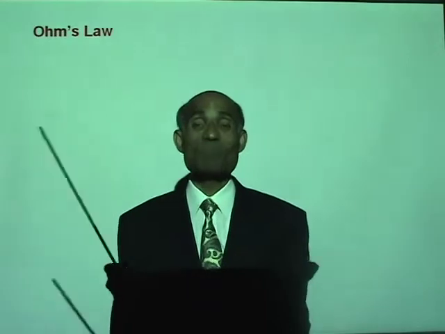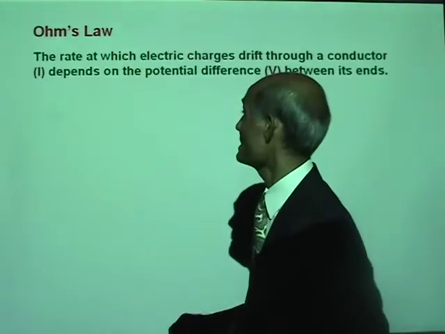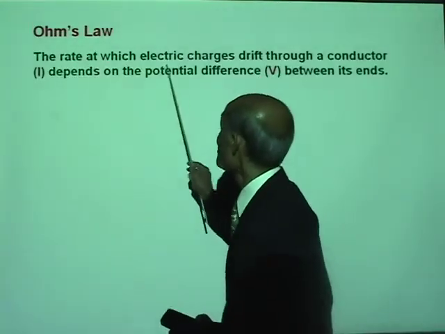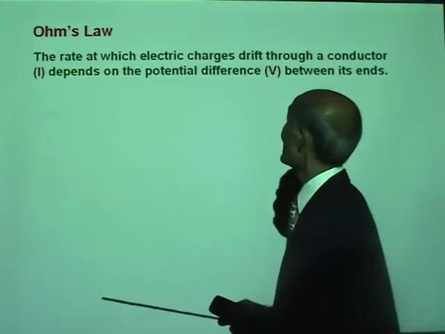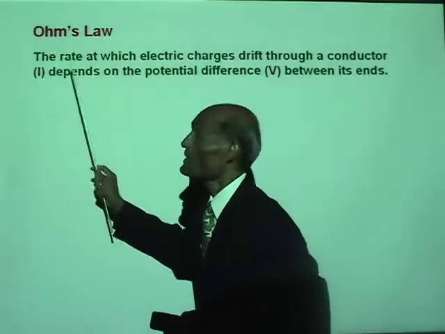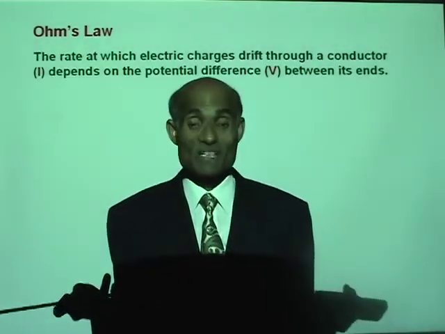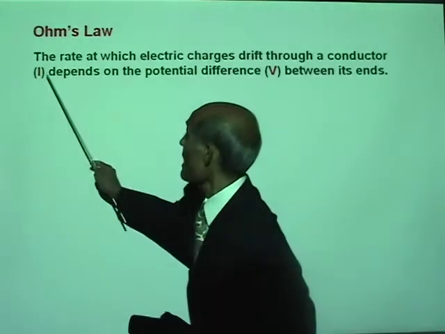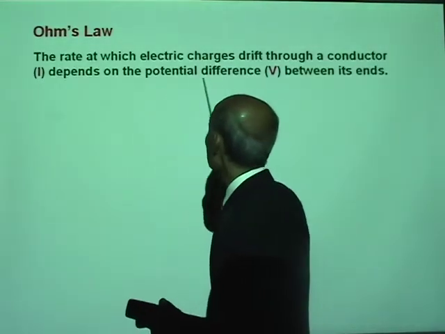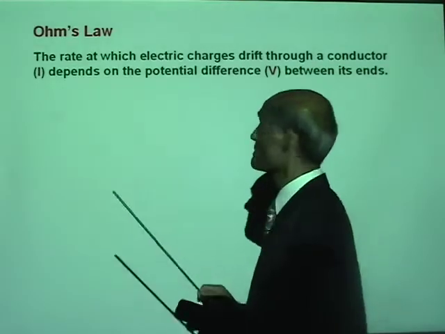Alright, let's now talk about Ohm's law. Ohm's law gives us an indication of how current flowing in a conductor depends on some of the properties of that conductor. The rate at which electric charges drift through a conductor is the current, I. Is that right? So the current in a conductor depends on the potential difference V.